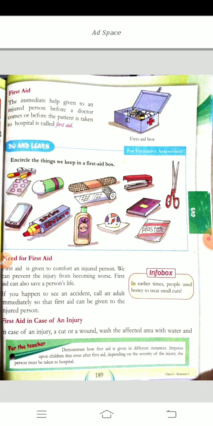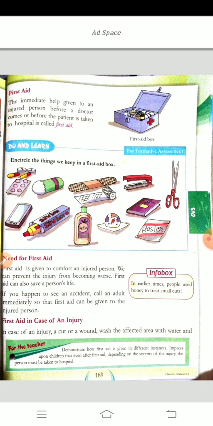You should immediately inform them if someone fell down, or got any hurt, or if you see any accident. You can call your parents or adults immediately. Why? Because they know how to give first aid. You are small kids, you don't know how to give first aid. So that's why they will take care of them.